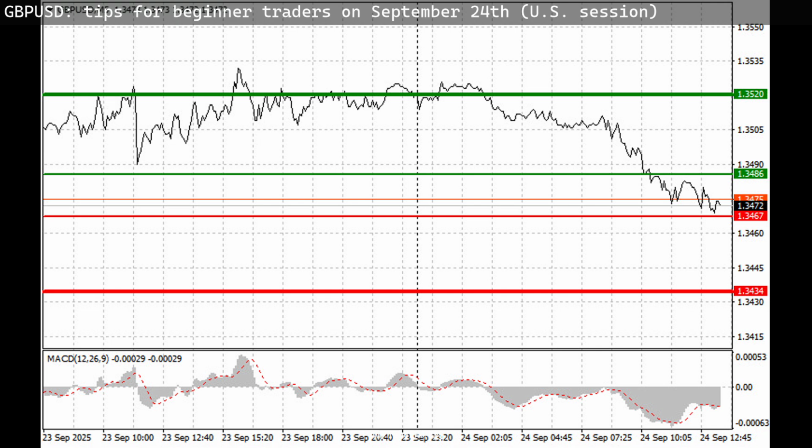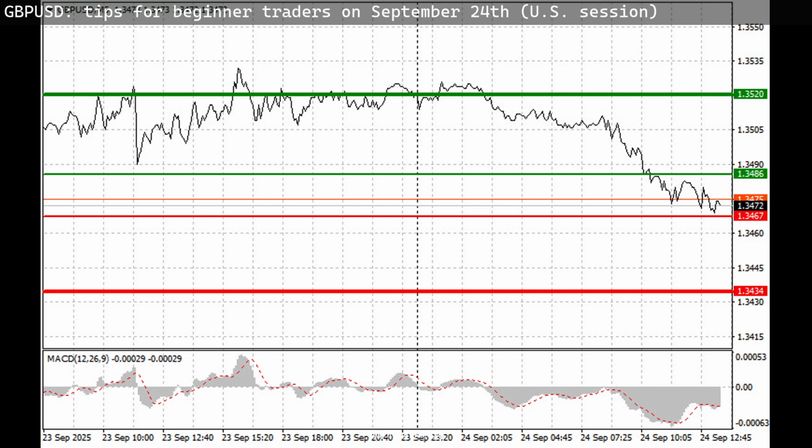Scenario No. 2: I also plan to sell the pound today in the case of two consecutive tests of 1.3486 when the MACD is in the overbought area. This will limit the pair's upward potential and trigger a reversal downward. A decline can be expected toward the opposite levels of 1.3467 and 1.3434.